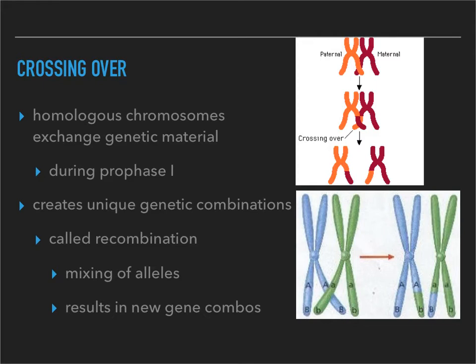Crossing over is when homologous chromosomes exchange genetic material. Now this happens during prophase 1 of meiosis, and what it does is create unique genetic combinations. This is called recombination or genetic recombination. It's a mixing of alleles from the maternal and paternal chromosomes, resulting in a new genetic combination.